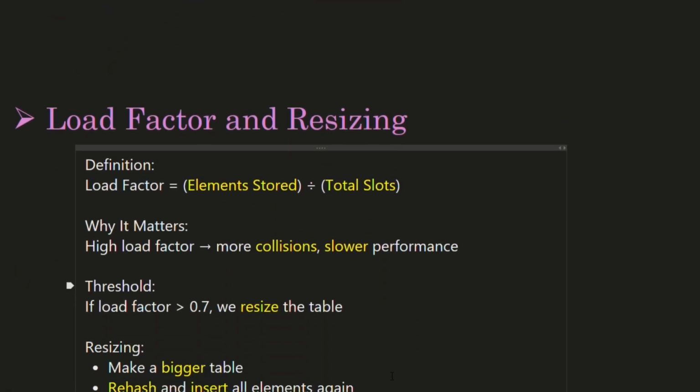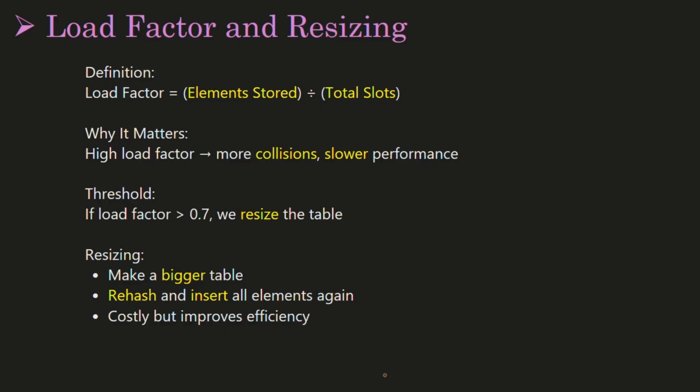Load factor and resizing. Let's talk about load factor first. Load factor tells us how full our hash table is. It's the ratio of the number of elements stored to the total number of slots. If a hash table is too full, the chances of collisions go up. When the load factor crosses a certain threshold, say 0.7, we usually resize the hash table to make space. Now let's talk about resizing, which means creating a bigger table and reinserting all the existing data using a new hash function or table size. Yes, it's a bit of a heavy operation, but it's worth it to maintain efficiency.